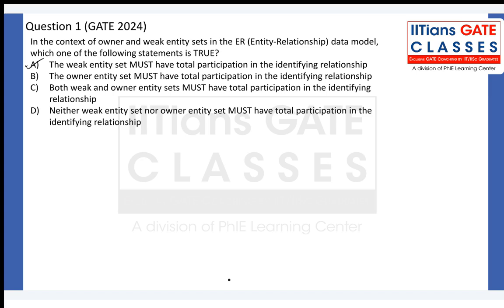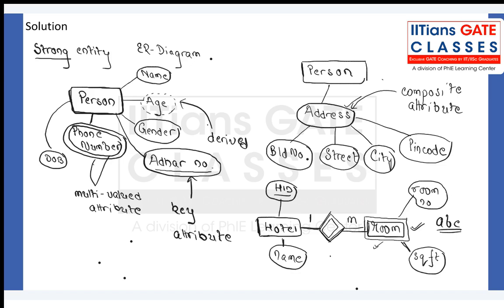But for the room entity set, we must have total participation on the owner entity set. So what is the owner entity set? Owner entity set is hotel in this case. The strong entity which identifies the weak entity is called the owner entity. Okay, so it's just a word game.